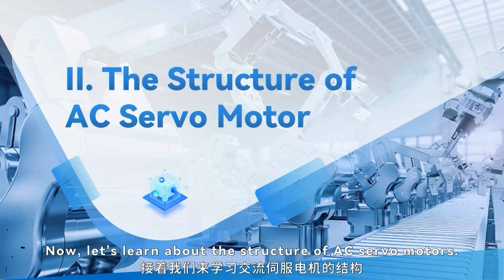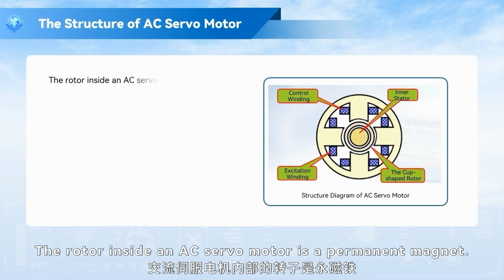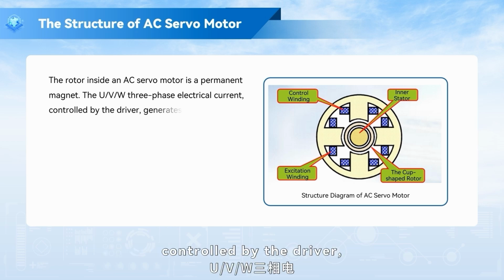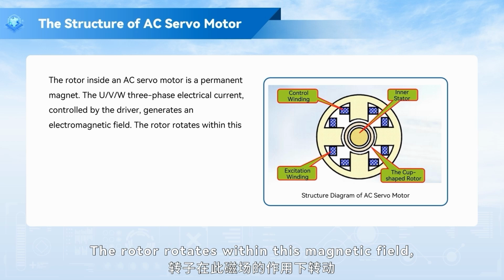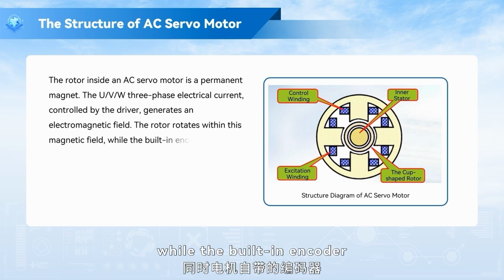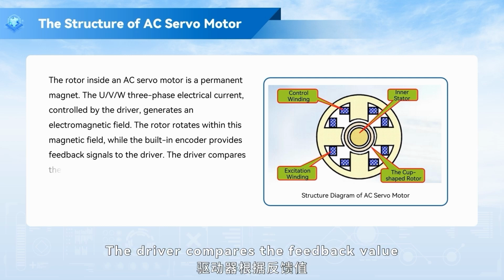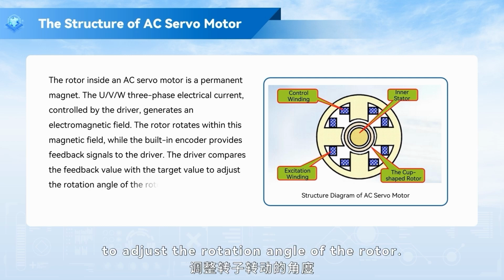Now, let's learn about the structure of AC servo motors. The rotor inside an AC servo motor is a permanent magnet. The U, V, W three-phase electrical current, controlled by the driver, generates an electromagnetic field. The rotor rotates within this magnetic field, while the built-in encoder provides feedback signals to the driver. The driver compares the feedback value with the target value to adjust the rotation angle of the rotor.